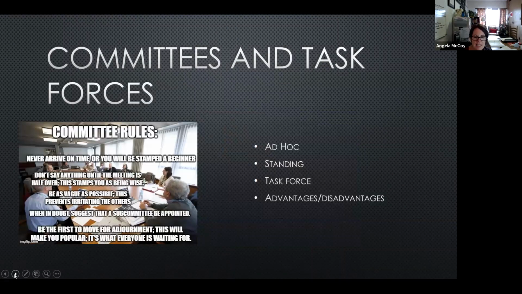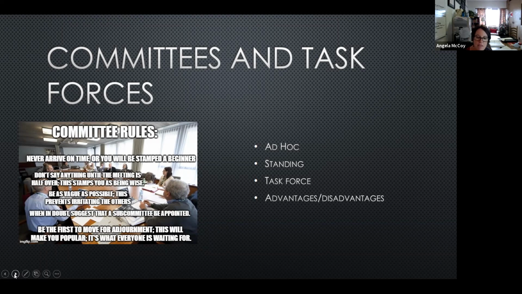Okay, so committees and task forces. There are several different types of committees that can be used within an organizational structure. You have the ad hoc committee, which is created for specific short-term purposes, such as reviewing the firm's employee benefit plan. A standing committee is a relatively permanent committee charged with performing a recurring task. A task force is a committee established to investigate a major problem or pending decision.